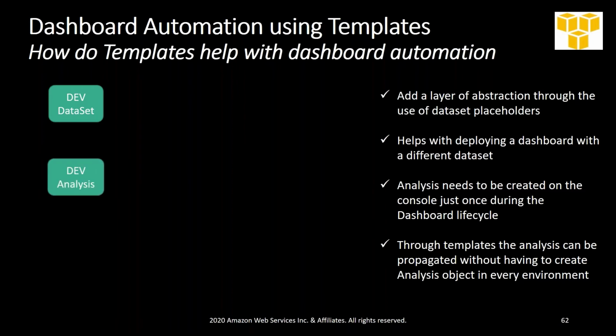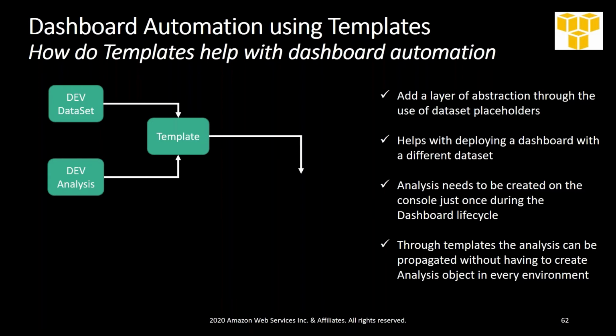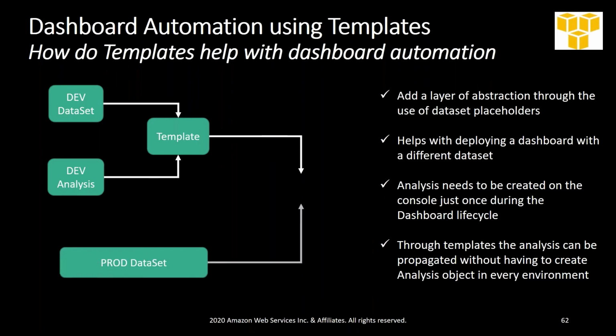So assuming that we are going off of a development instance of our data source, we created a dataset and we created an analysis. What templates do is combine the dev dataset and the dev analysis using the unique ID called ARN. Whenever you create any object, there is a unique ID that gets created called Amazon Resource Name. And that ARN is what the template requires. These are the two pieces of information you have to provide to create a template, and it will capture the metadata of the analysis. And that metadata is going to be used to build the dashboard.